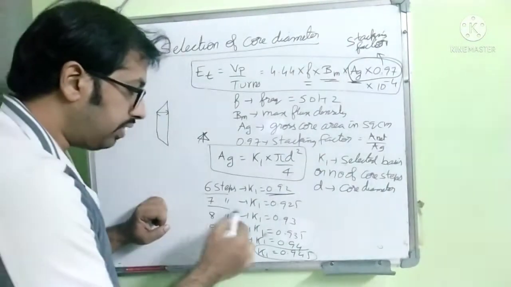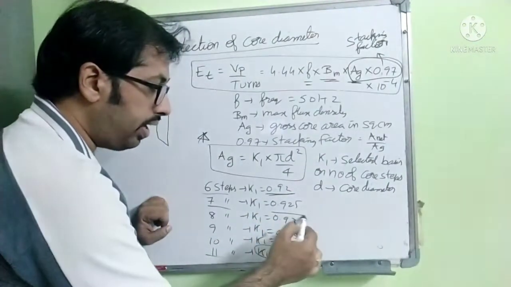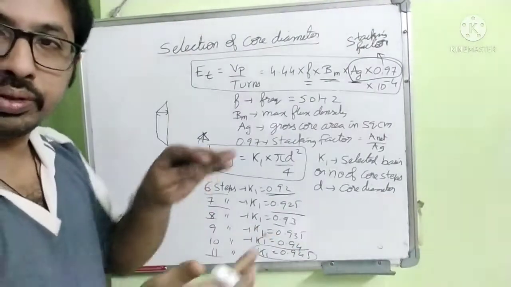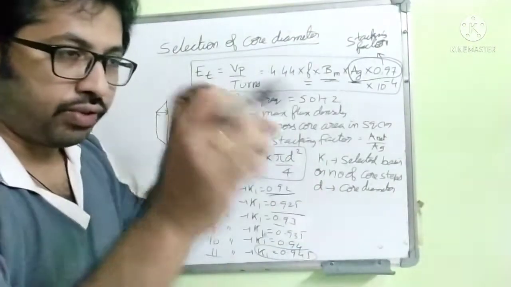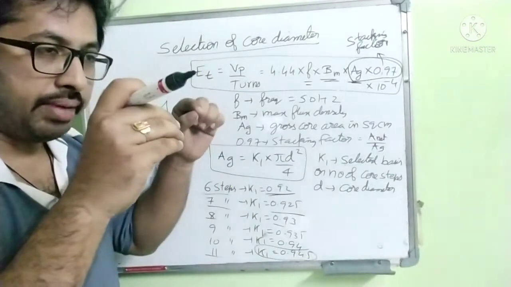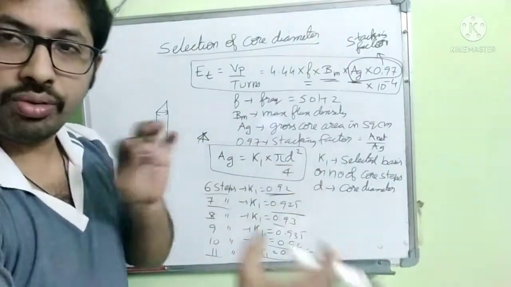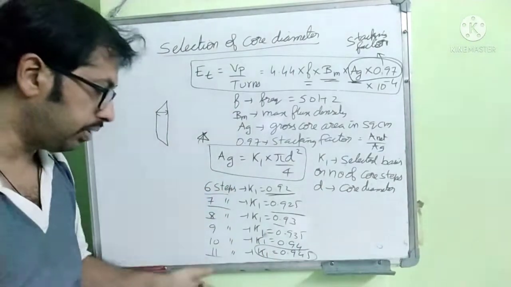Okay, and for 7 steps the K value is 0.925, and for 8 steps, you understand, right? Steps means 1, 2, 3, 4, 5, 6 different widths. Suppose you take a 100 mm width, next will be 95, next will be 90. I said the width will be taken, right? That width is based on steps. How many steps did we take?